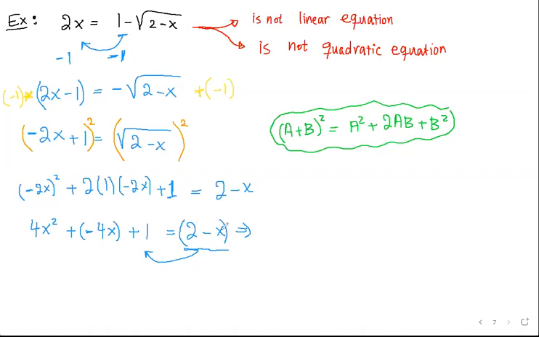Why? Because I need this side to equal 0. So what do I get? 4x squared minus 4x plus 1 minus 2 minus x equals 0. I simplify it more: 4x squared minus 4x plus x, minus 5x, plus 1 minus 2 is minus 1, equals 0.